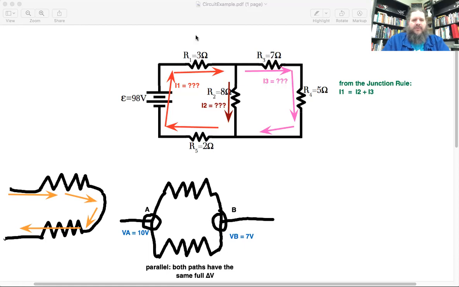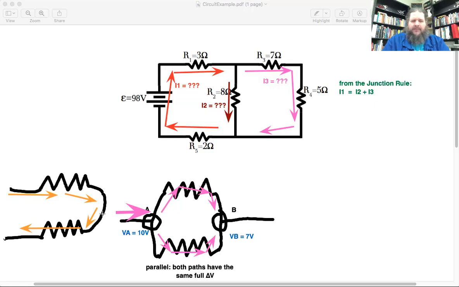Whereas what happens to the current? If you've got some amount of current flowing in, what's going to happen to the current when it hits the junction here? Yeah, the current's going to split. So in parallel, each resistor gets the same full voltage, but they have to split up the available current.